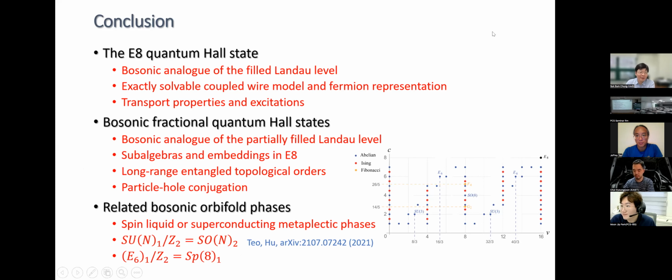Yeah, Jeff, thanks a lot for the wonderful talk. I have a rather low-level question. So in integer quantum Hall models, there are various exactly solvable models as you have listed. So I'm just wondering, do we have a similar exactly solvable model, maybe not in free electrons, but at least in spin form, for this E8 quantum Hall state?